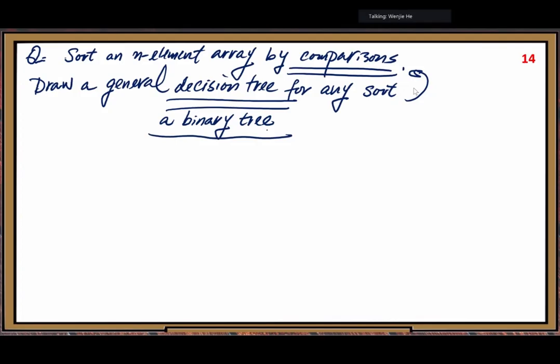All right. Now, we need to estimate. First, let's draw a general binary tree. Node. All right. Quite general. A binary tree. All right. Then, some important concepts.